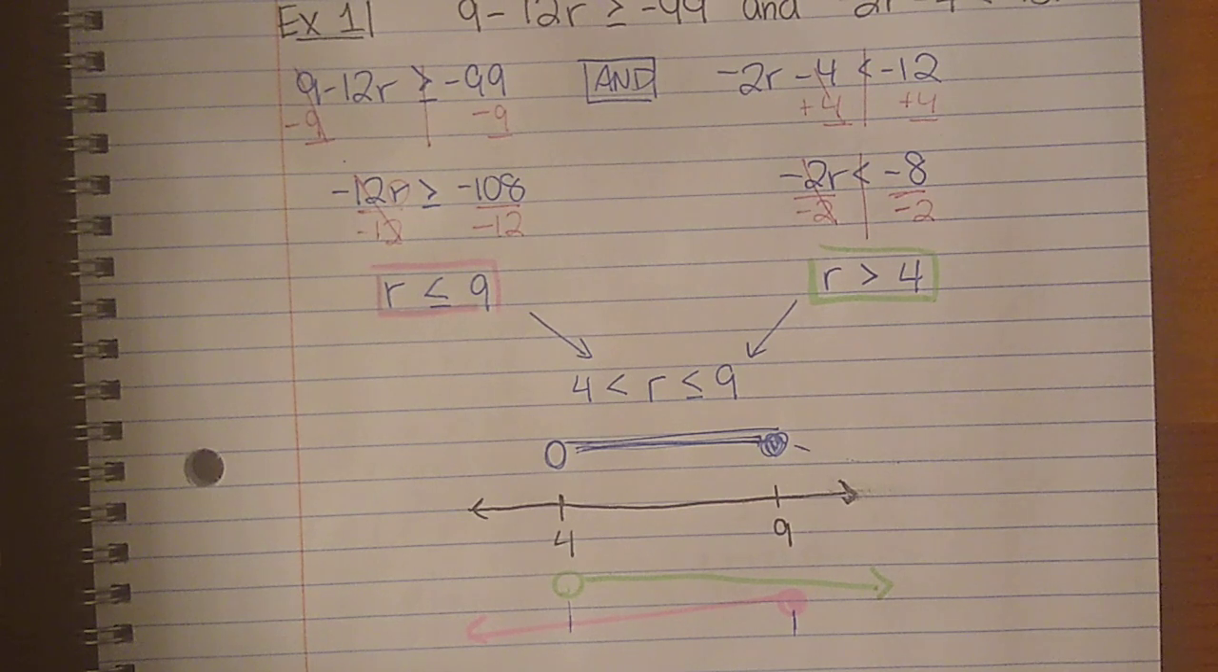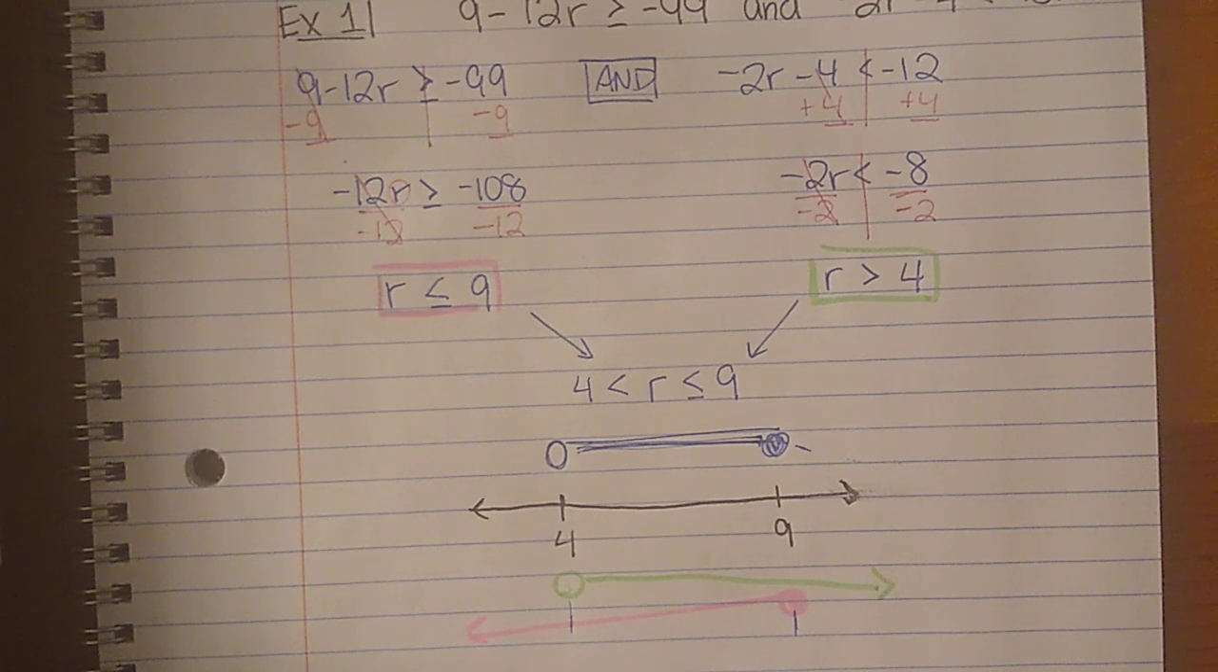So that is how you solve a conjunction inequality, which will sometimes be signified with the word "and."